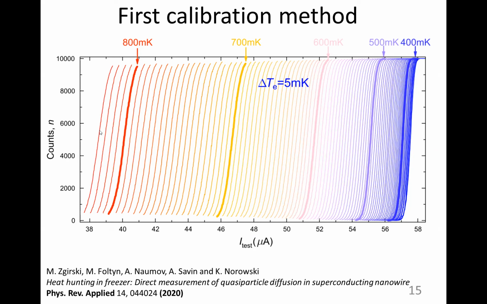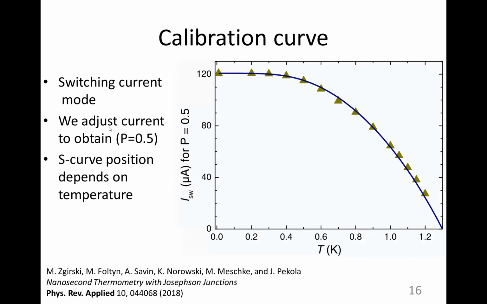This is common sense because higher temperatures contain a bigger amount of thermal energy for the Cooper pairs in the superconductor to be broken, so the switching is easier at high temperatures. Now by gathering the positions of these S-curves, we can obtain a calibration curve like this. This is what we call switching current mode, because we use the current that sets the position of our S-curve to calibrate.